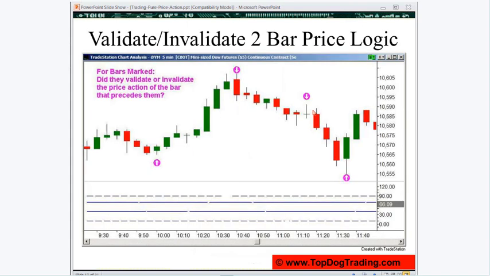All right, now that we've got the basics of the very simple logic, let's go through these bars, point out a few of them, and ask the question: did each one of these validate or invalidate the price action of the bar that precedes them? So, what about this one? Now, this is where I want you to participate. This bar right there, what do you think? Did this bar validate or invalidate the price action? And I'm not just talking about the one bar before, but the price action before it. Go ahead and let me know.